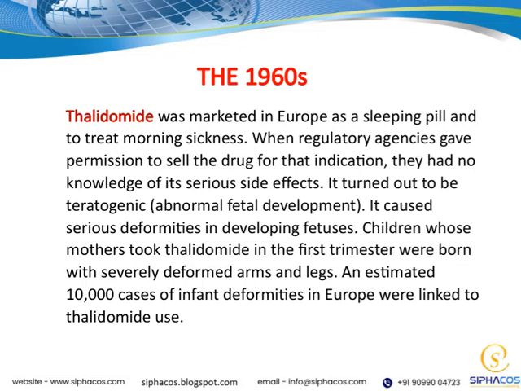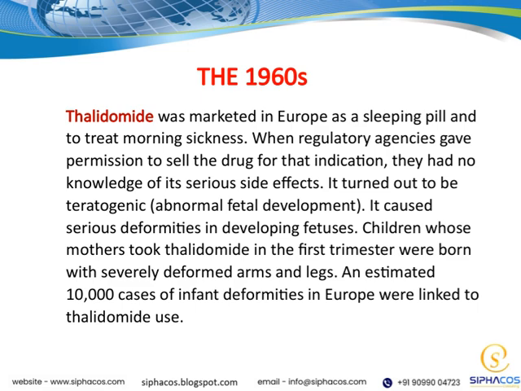Back in the 1960s, thalidomide was marketed across Europe primarily as a sleeping pill and also to help with morning sickness during pregnancy. At that time, regulatory agencies approved its sale for these uses without knowing about its serious side effects. What's crucial to understand is that they had no idea it was teratogenic, meaning it could cause abnormal fetal development. And unfortunately, that's exactly what happened.